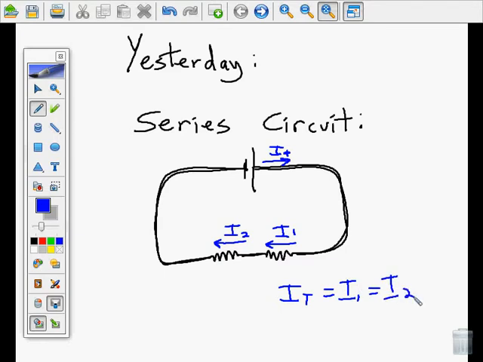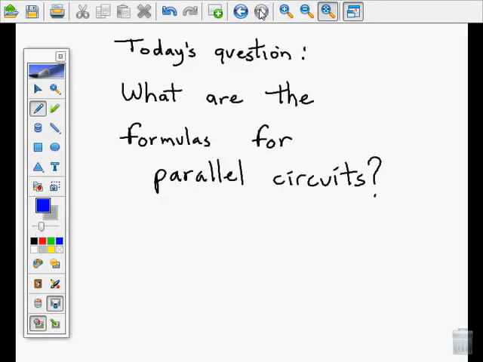But today's lesson is on parallel circuits. Don't get paranoid. Parallel circuits are just as fun.